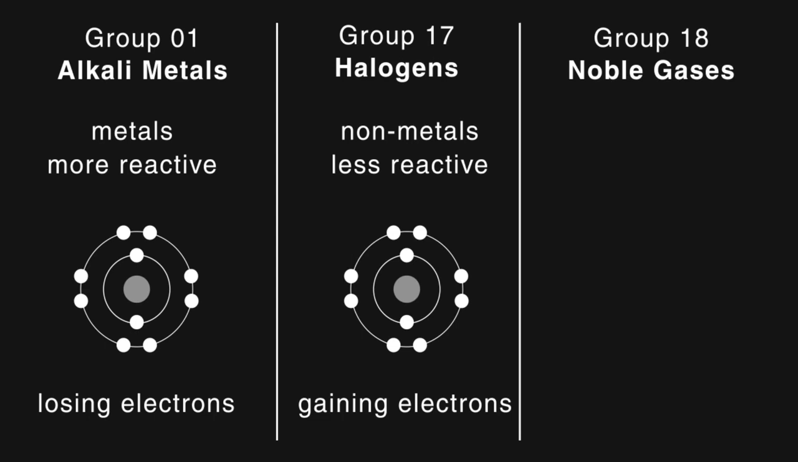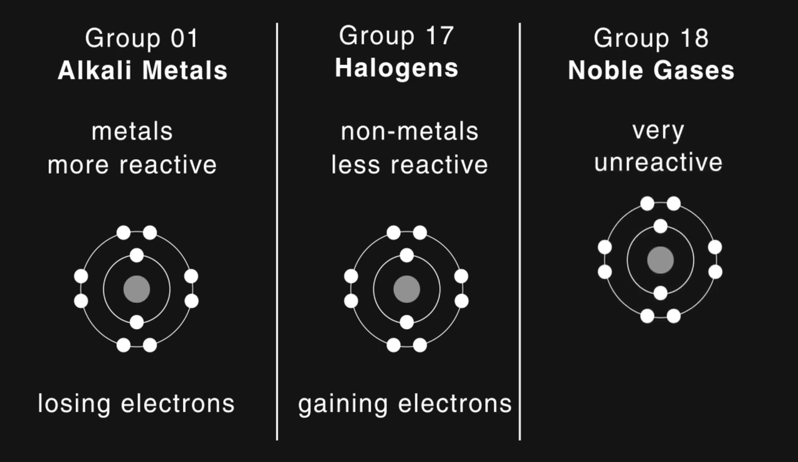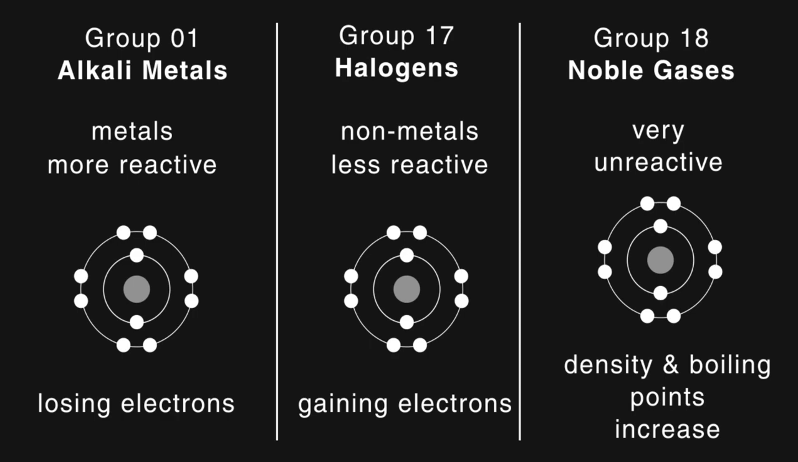And in Group 18, elements have a full outer shell of electrons, and so are very unreactive. Their densities and boiling points increase on going down the group.